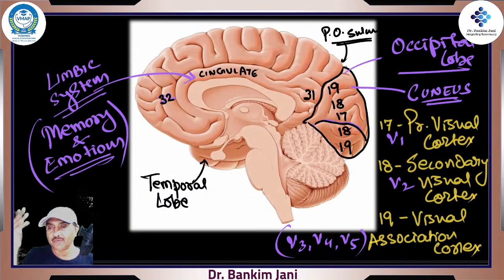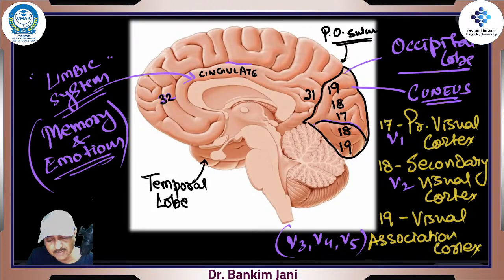That's the reason that when we are watching a movie, we feel so much that we start remembering all the dialogues. We start remembering even what dress was worn. We start remembering everything, even though we have not revised. Memory and emotions are very closely associated. This is the function of the cingulate gyrus, which is part of the limbic system.